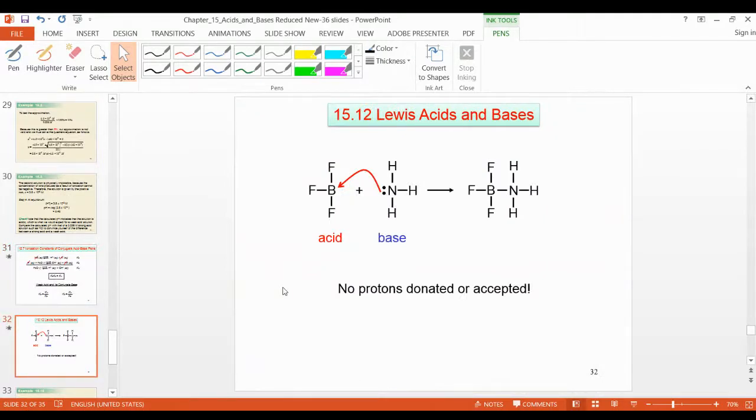Lewis acid, it is opposite to the Bronsted acid, right? Bronsted acid is related to the proton and Lewis acid is related to the electron. Proton donor, that is an acid, that is a Bronsted acid. But here Lewis acid is electron acceptor, opposite. Bronsted base is proton acceptor. Lewis base is electron donor, opposite.